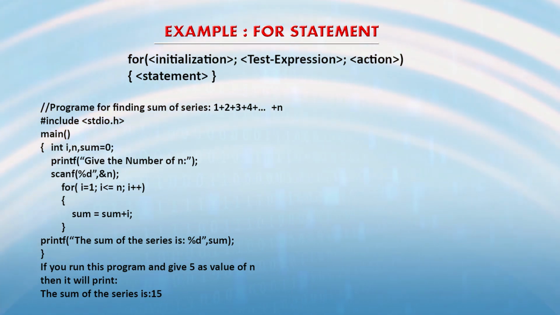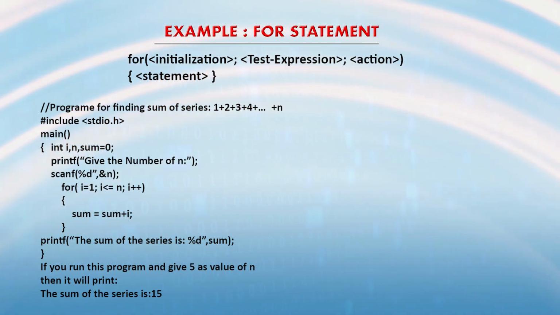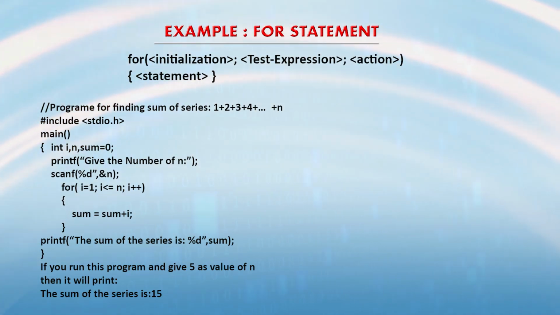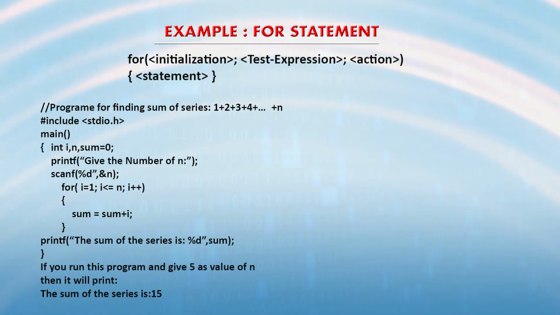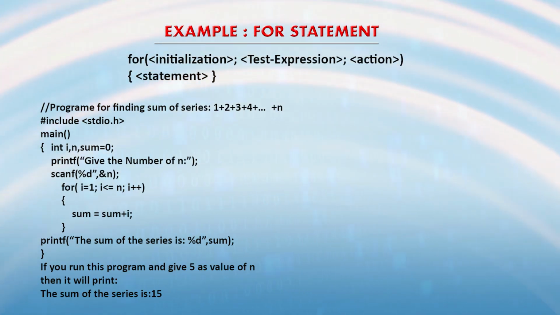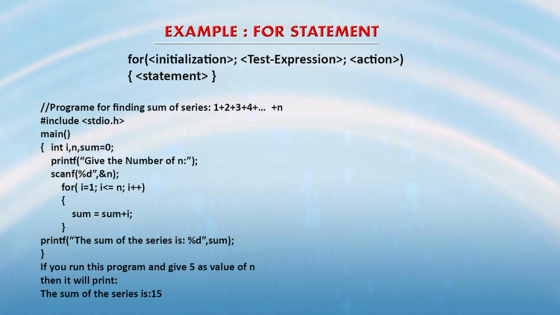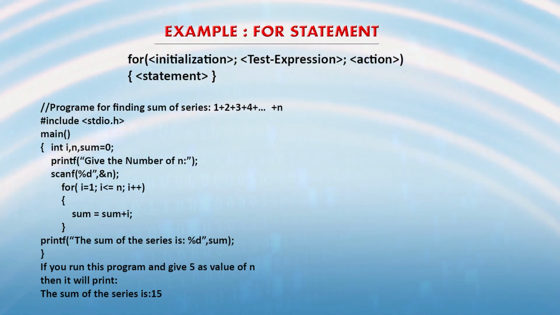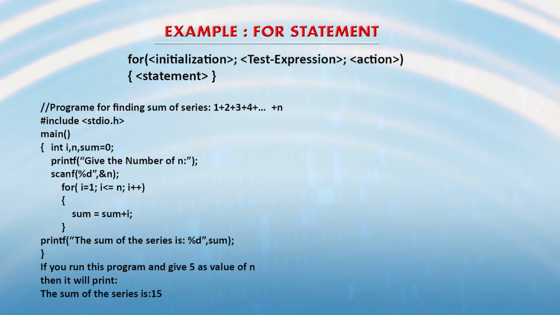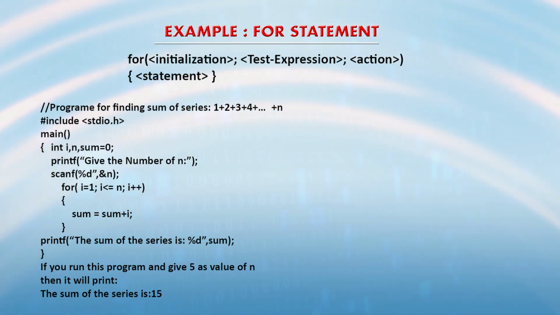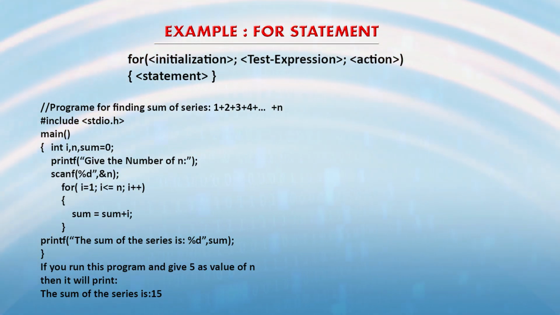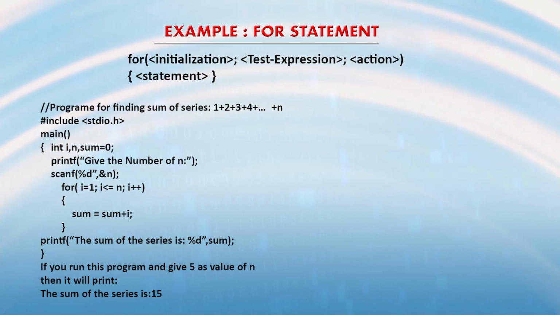Now i is equal to 3, so i is not less than 3, but it is equal to 3. So sum is equal to sum plus i. The last value of sum was 3, so 3 plus 3 is equal to 6. So 1 plus 2 plus 3, the answer is 6.